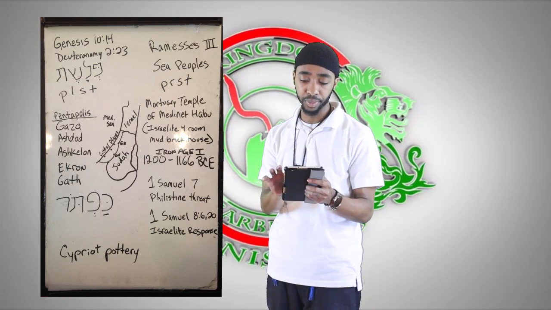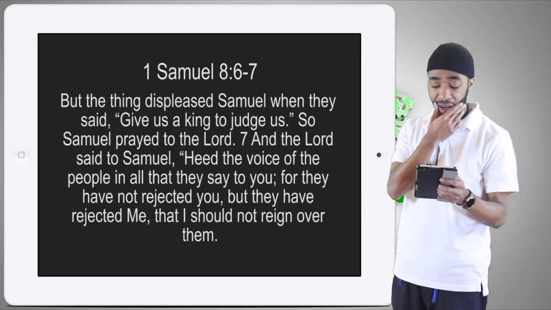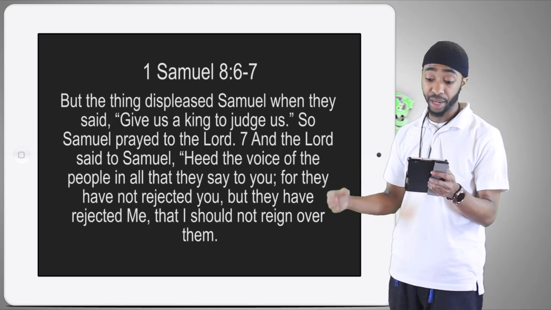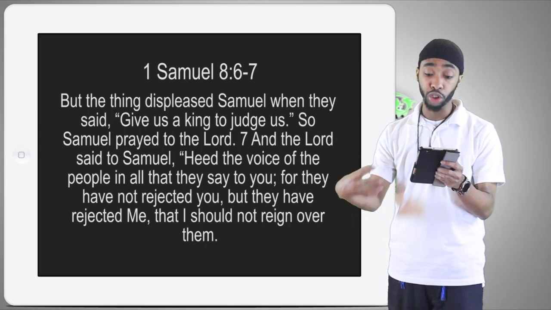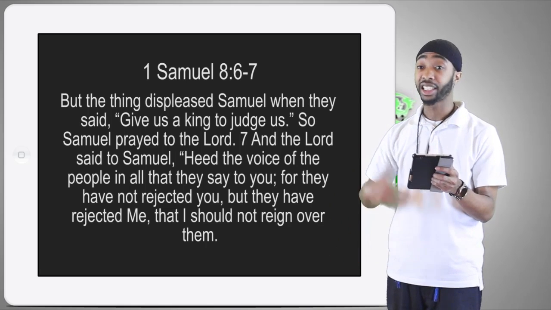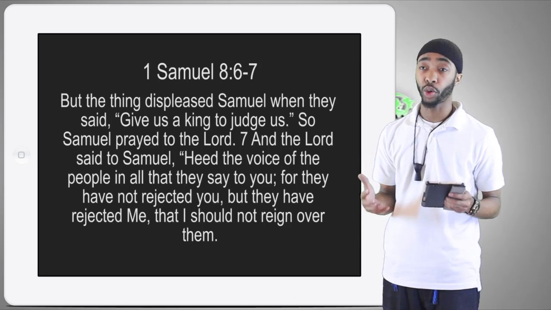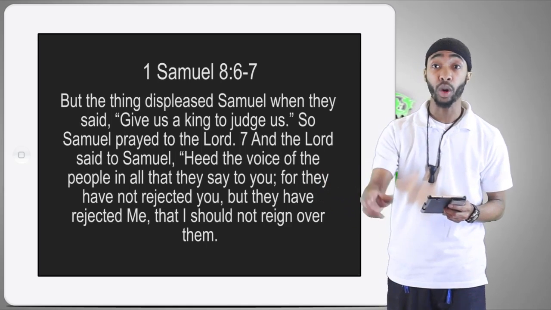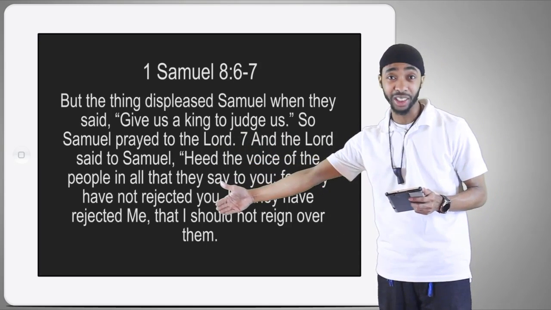1 Samuel chapter 8. All right. I'm going to jump to verse 6. 1 Samuel chapter 8, verse 6 says, "But the thing displeased Samuel when the children of Israel said, 'Give us a king to judge us.'" So Samuel prayed to the Most High. Now, as he was praying, he said to the Most High, "Listen, this is what the children of Israel want." The Most High says, "Well, I've been their king all this time, but if that is what they want, warn them what they're going to have to expect if they take a king."